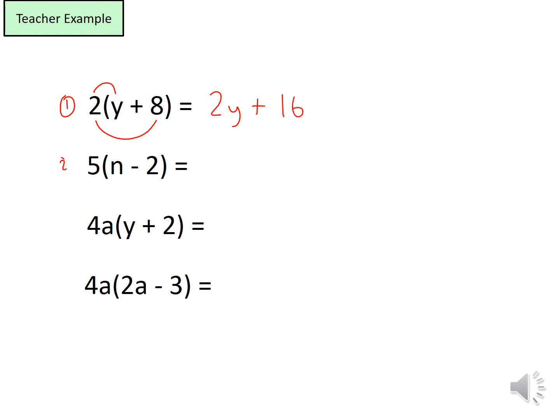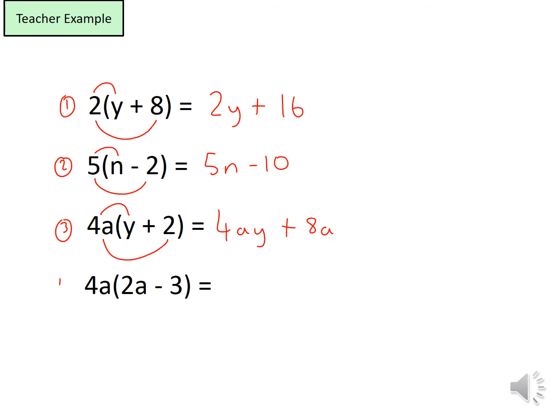Next example, I'm going to do 5 times n, which is 5n, and then 5 times minus 2, which is minus 10. Okay. Next example, on the outside I've got 4a, and inside the brackets I've got y plus 2. Same steps. I'm going to do 4a times y, which is 4ay, and then 4a times plus 2, which is plus 8a. Okay, remember I'm not trying to solve anything, I'm just expanding the bracket.